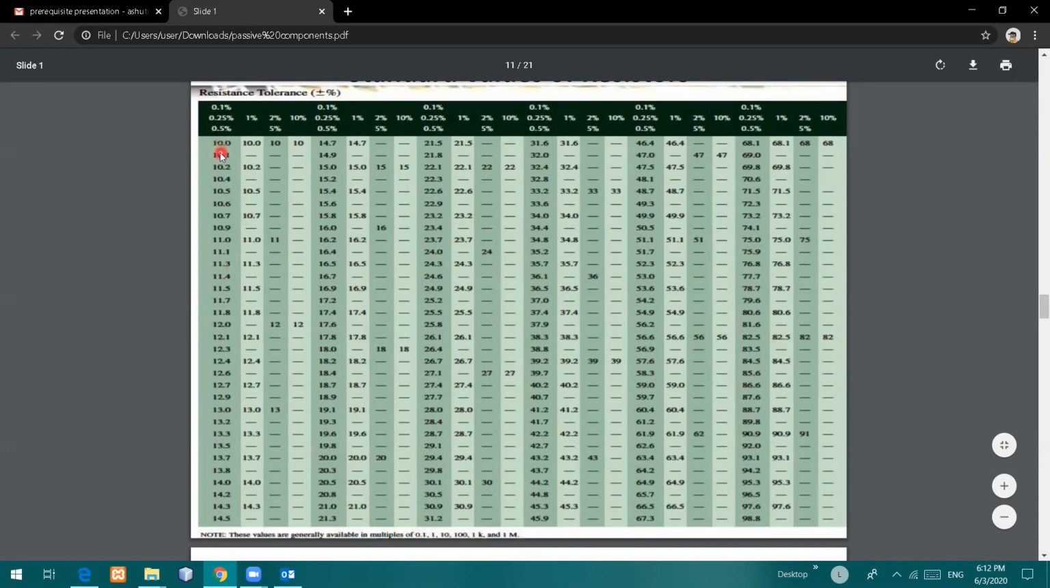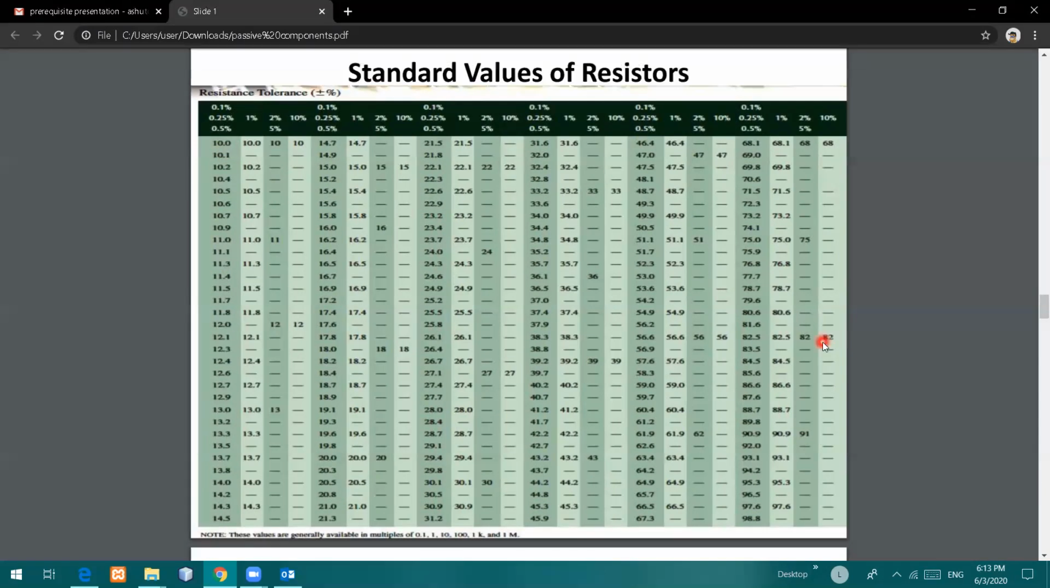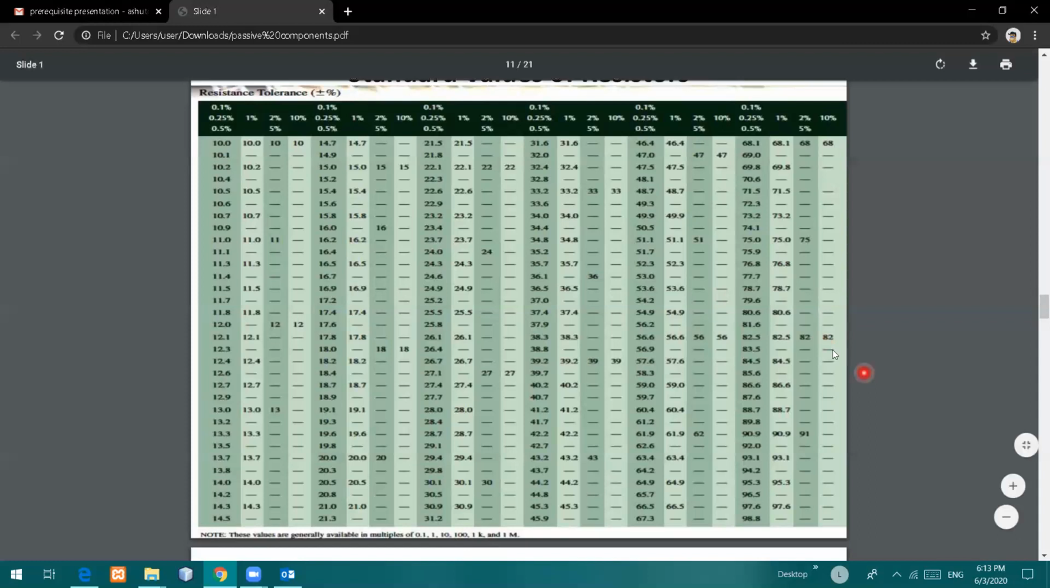Now suppose you want to see the standard values. These values are given up to 82 ohms. Now after 82, what next? Then you have to multiply it by 10. An 82 ohm resistor is available. Similarly, if you multiply 82 by 10, then an 820 ohm resistor is also available in the market. Suppose you multiply 82 by 100, then an 8.2 kilo ohm resistor is also available. If you multiply 82 by 1 kilo ohm, then an 82 kilo ohm resistor is also available in the market.